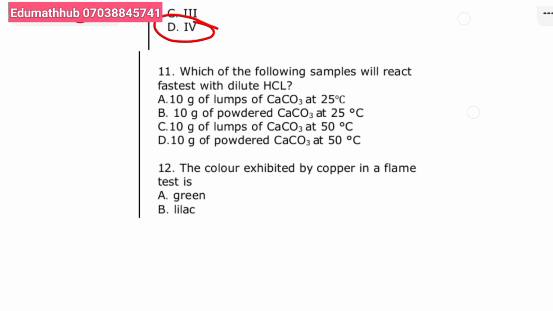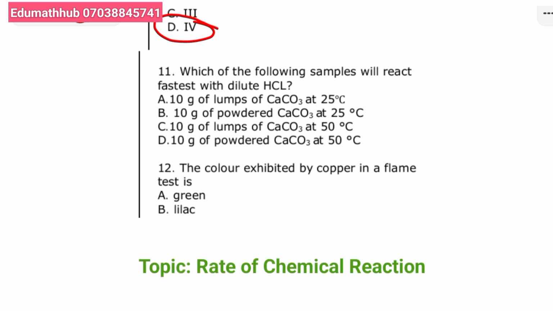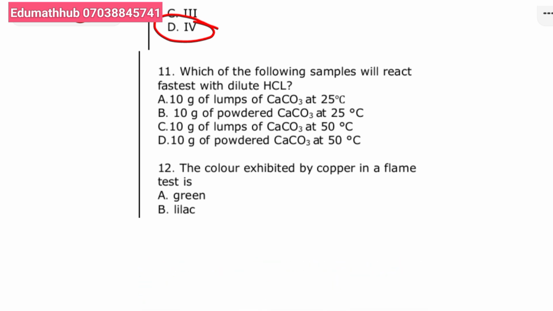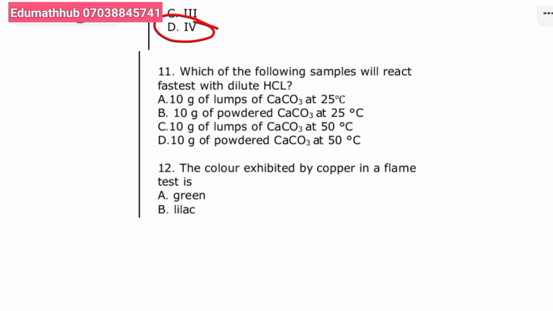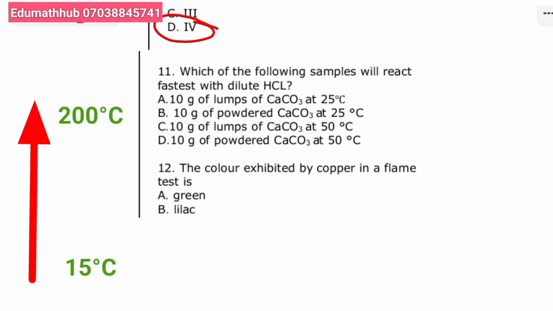Next one, which of the following samples will react fastest with dilute HCl? 10 gram of lumps of CaCO3 at 25 degrees C, 10 gram of powdered CaCO3 at 25 degrees C, and so on like that. This topic is under rate of reaction. So rate of reaction is always affected by what is called surface area. If a particular material is in powdered form, then it will be able to react very, very fast. Okay, and if the temperature is also high, it also reacts very, very fast.